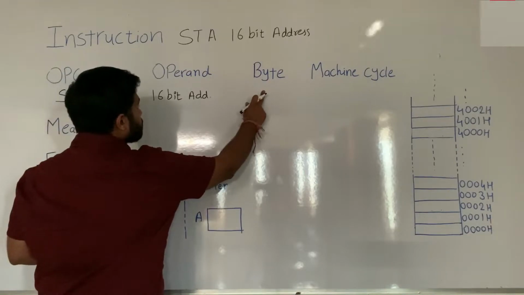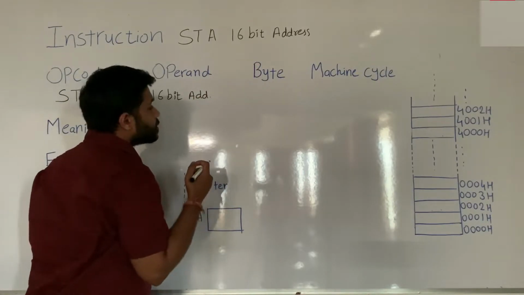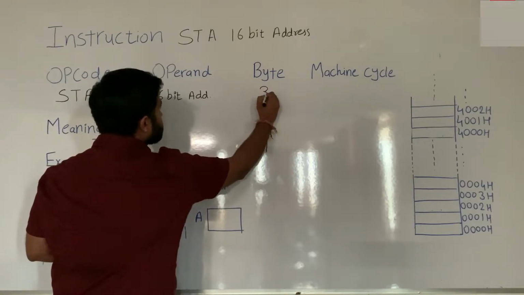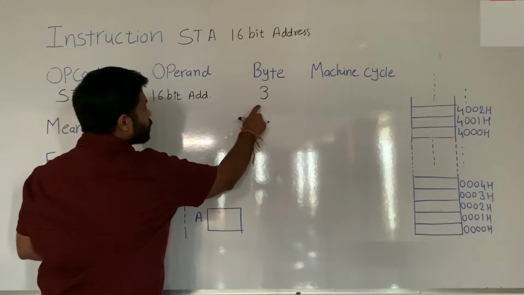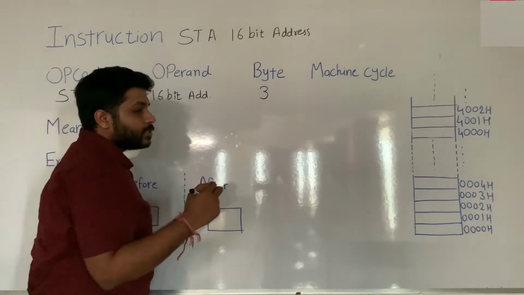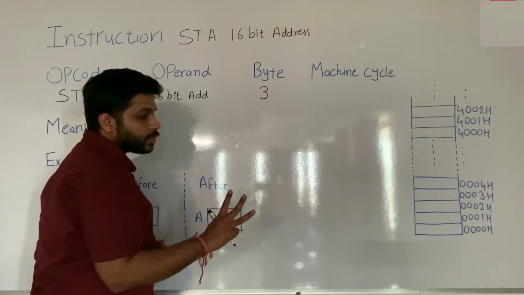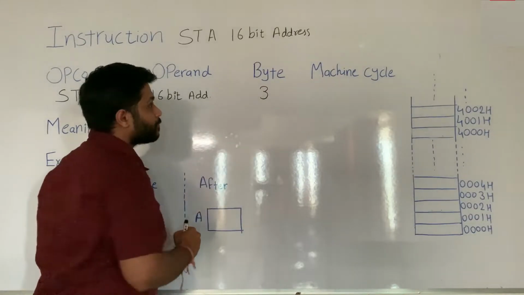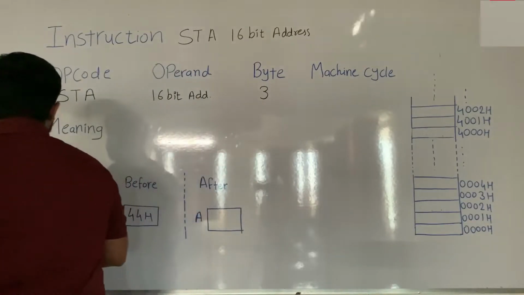What is the byte size of the instruction? You know that this instruction contains a 16-bit value. It means it is a 3-byte instruction. You also know that a 3-byte instruction means that when this instruction is stored in the memory, it will occupy 3 memory locations, meaning 3 bytes. Machine cycle we are going to see a bit later.